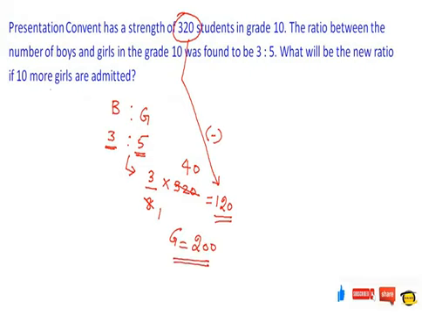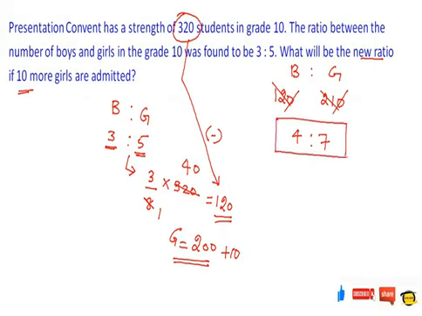Now what else is given? What will be the new ratio if 10 more girls are admitted, right? So the count of boys is 120, the count of girls was 200, and if we add 10 more girls, the new count of girls would be 210, right? Now let's find out the new ratio between the boys and girls. So we can cut off the zeros, we can reduce 12 and 21. The ratio would become 4:7. So after adding 10 more girls to the class, the new ratio between boys and girls would be 4:7.